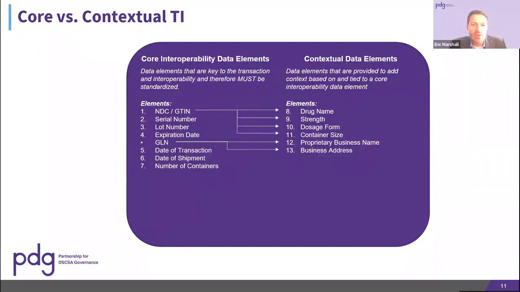I will note you see 13 here plus a bullet point for the GLN. The 13 numbered items there represent those 13 statutory components of TI. Ultimately, as you think about the functional design, there's a notion of a GLN, a global location number, that is used to achieve interoperability and can be used as a reference point for the business name and business address. But this sets up that dichotomy between those elements that must be standardized to achieve interoperability versus those elements that are more contextual in nature.